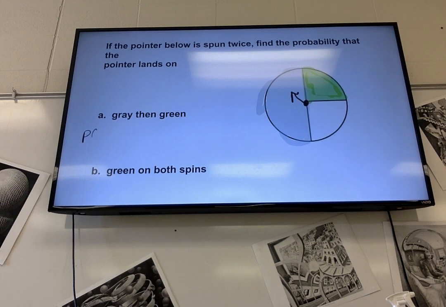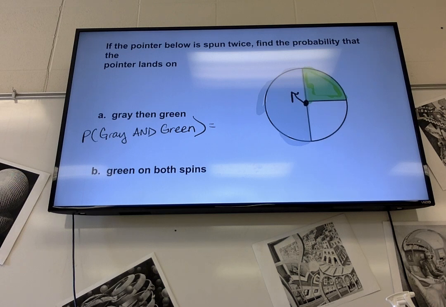So probability of gray and green. Now, there's really no with or without replacement here because if I land on gray, it doesn't mean I can't land on gray again. It's a spinner. So these are definitely independent. It's with replacement because if I land on gray, I can land on gray again.